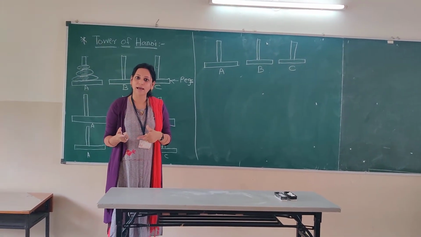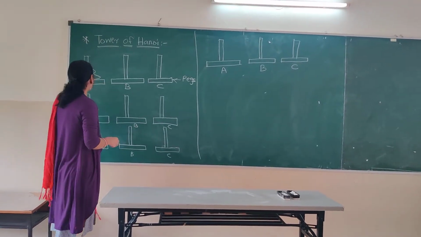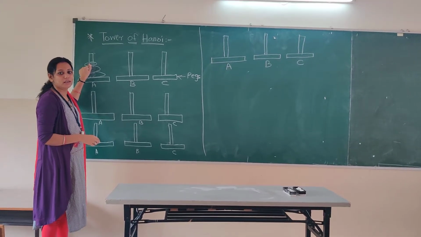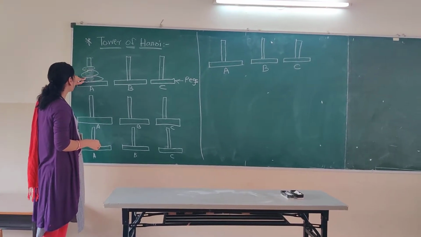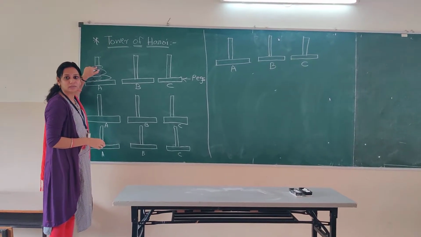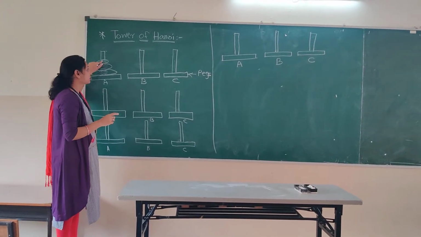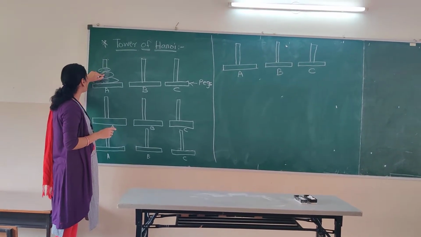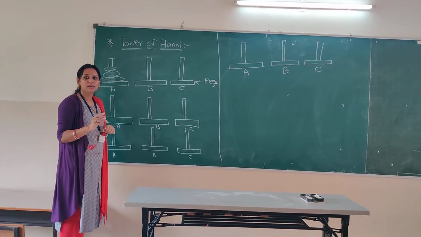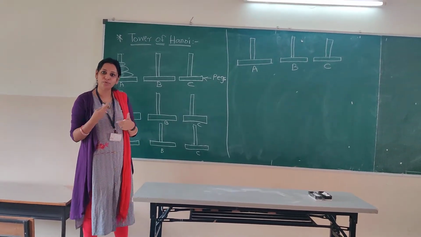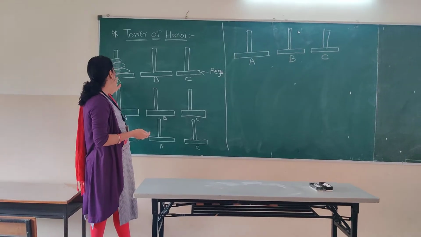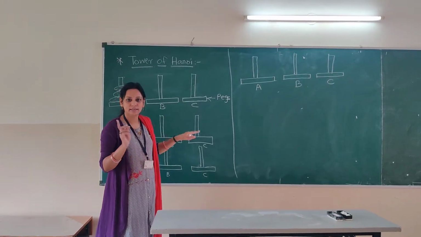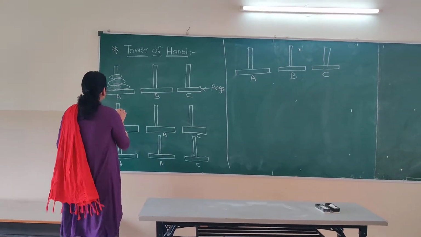The second is that we cannot place the larger disc on the smaller disc. See the arrangement. The larger is there, the middle one is there, and then the smaller is there. So smaller will always be above the larger. Larger can't be above the smaller. These two regulations we have to use, and then we will be able to move the discs from A to C.